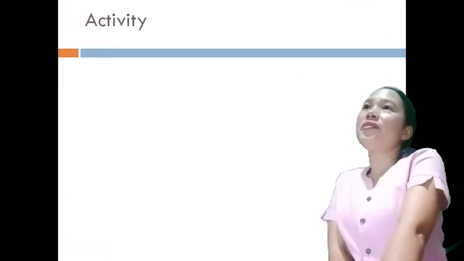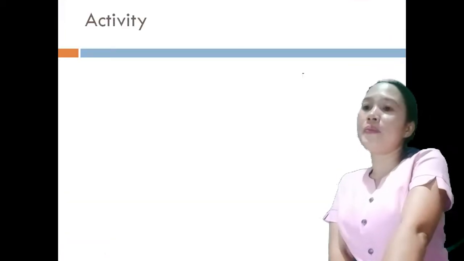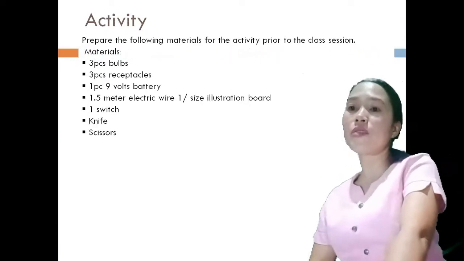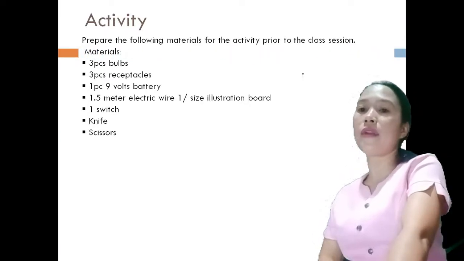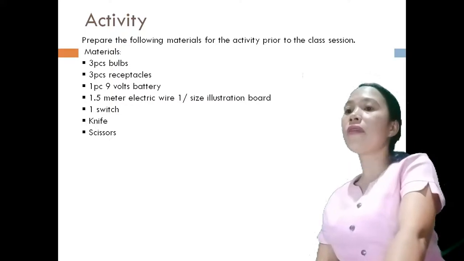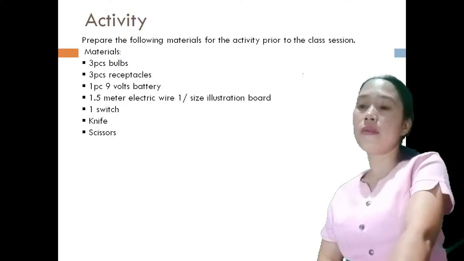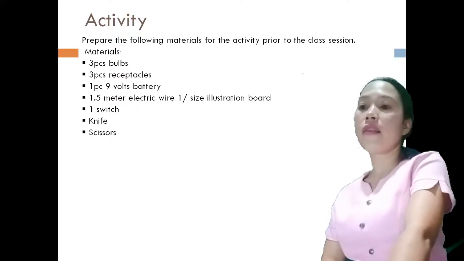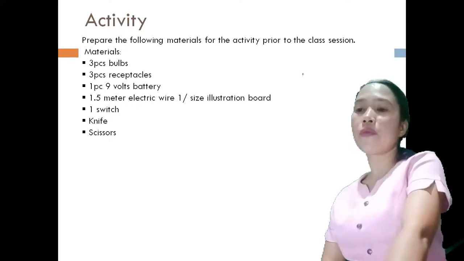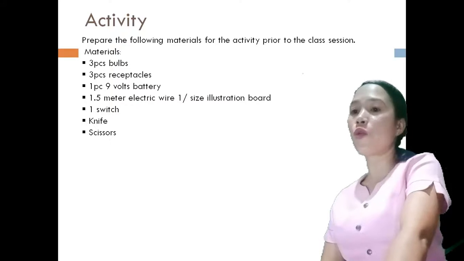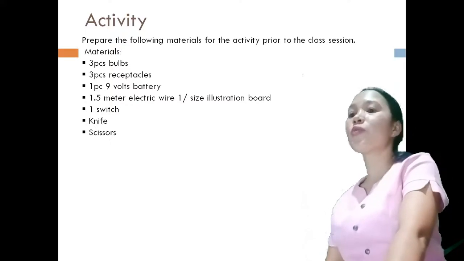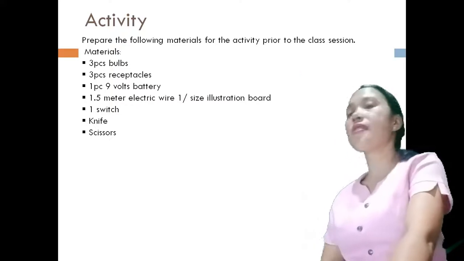Now, let's have an activity. These are the materials we need to prepare for the activity. We have 3 pieces bulbs, 3 pieces receptacles, 1 piece 9 volts battery, 1.5 meter electric wire, and 1/8 size illustration board, 1 switch, knife, and scissors for cutting.